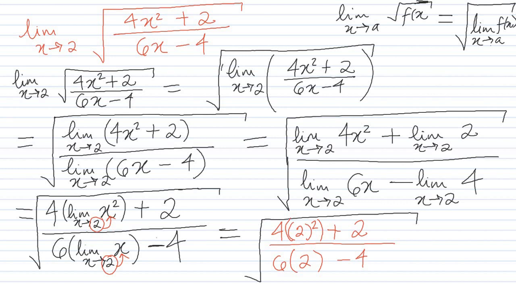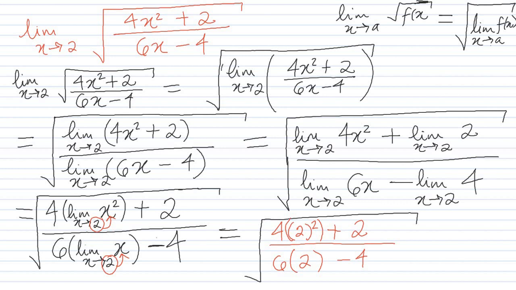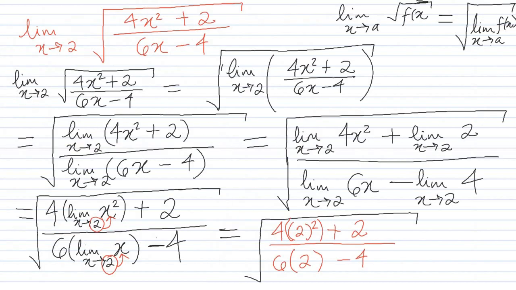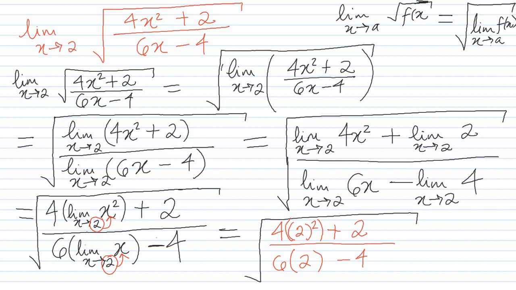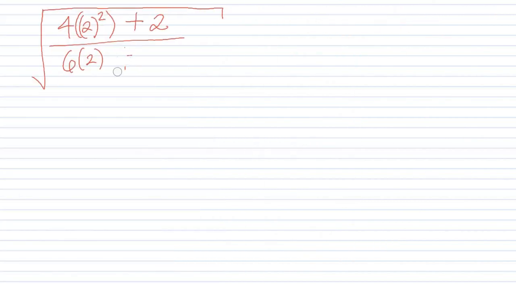Interesting. So I'm going to just rewrite what we have here. So that would be the square root of 4 times 2 squared plus 2, divided by 6 times 2 minus 4.